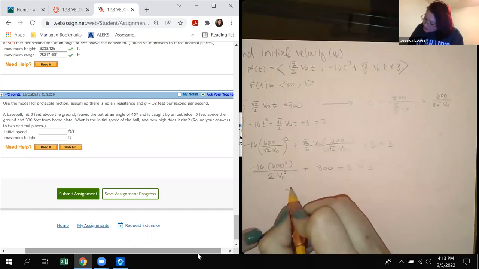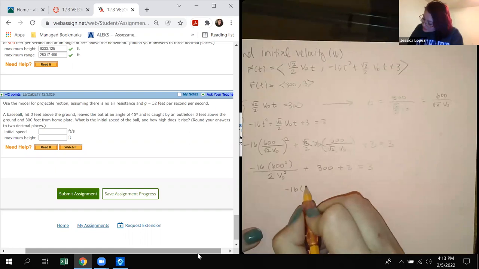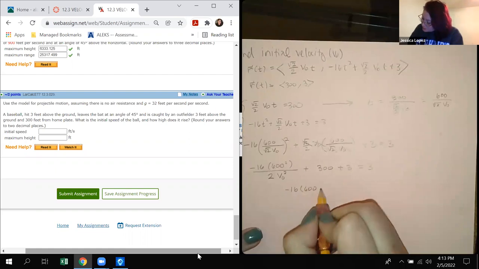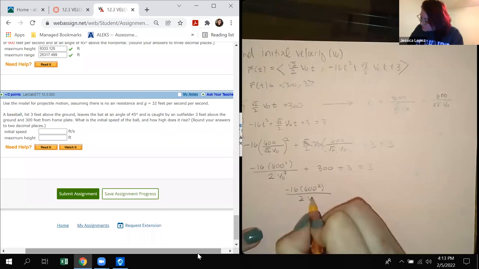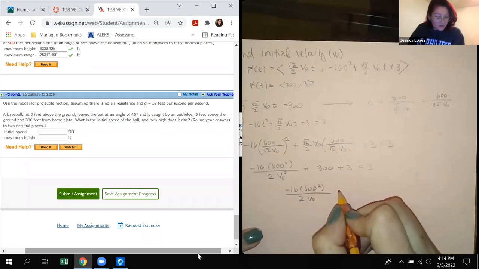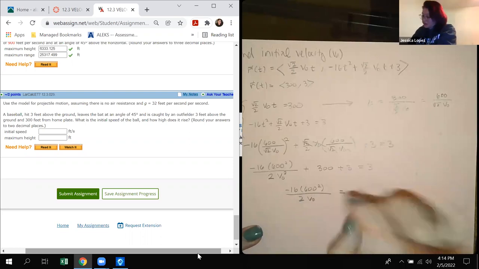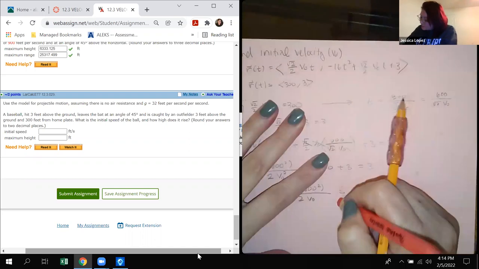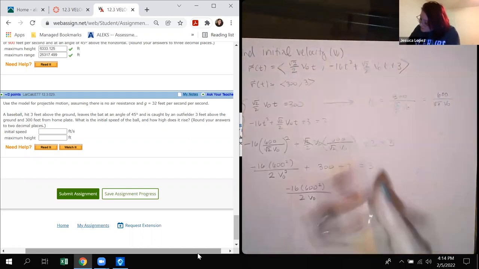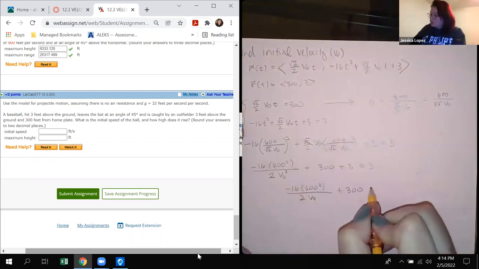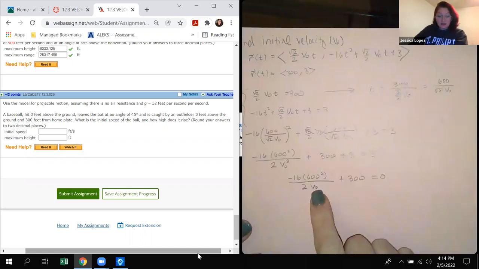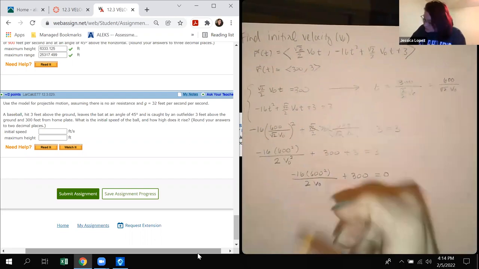So I get negative 16 times 600 squared over 2 v naught squared equal to, if I minus this over, actually let me just minus the 3 over. I'm going to keep the 300 right there. Now I don't want fractions and I want to solve for v naught. And that should be v naught squared. Yes, it is. Okay, great.